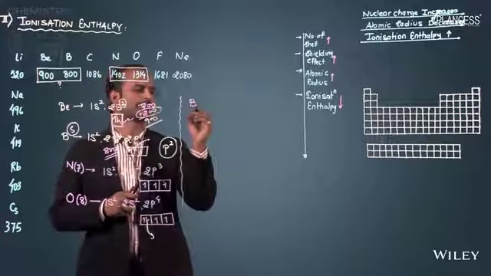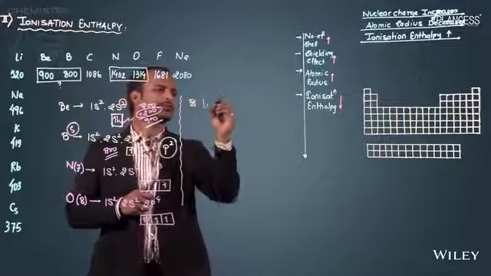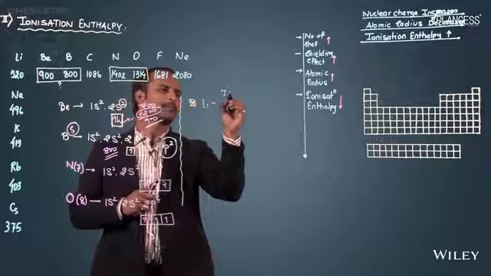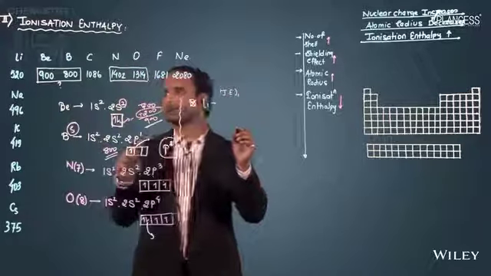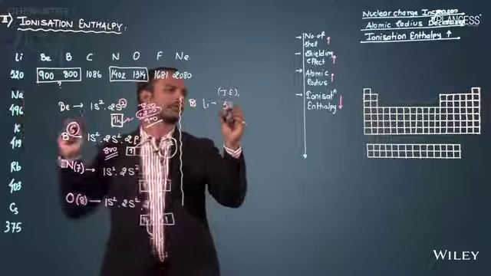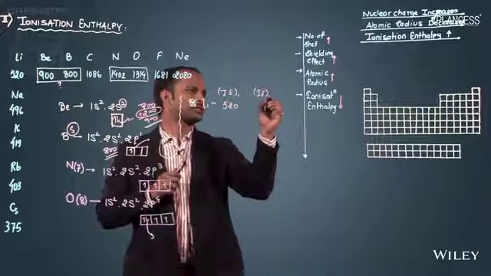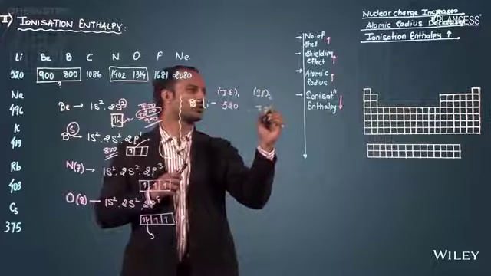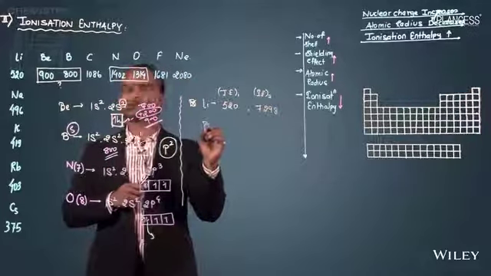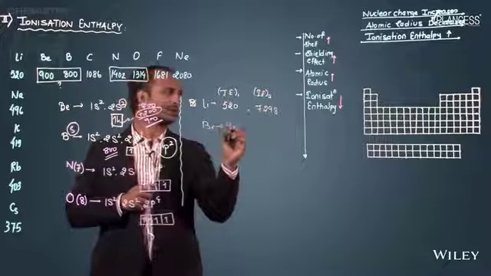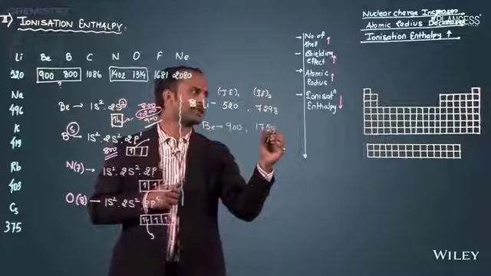First for lithium, the first ionization enthalpy is 520, while the second ionization enthalpy is 7298 kilojoules per mole. Similarly for beryllium, the first ionization enthalpy is 900, while the second ionization enthalpy is 1758 kilojoules.